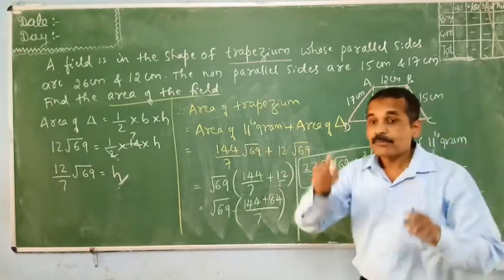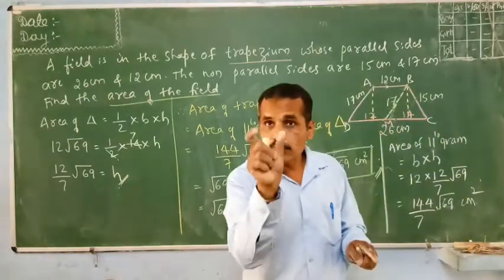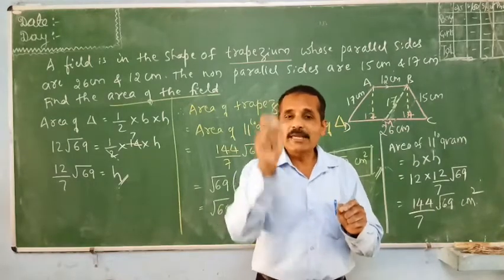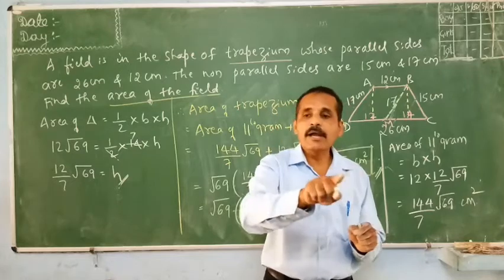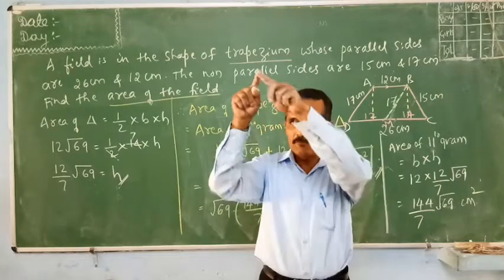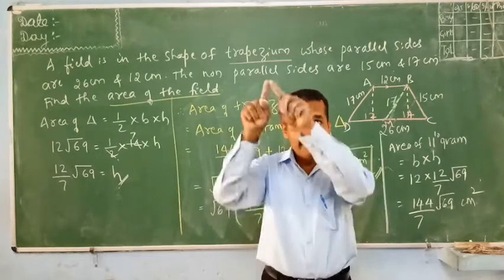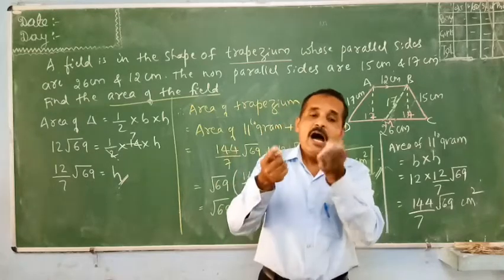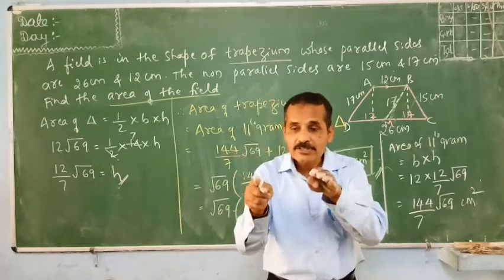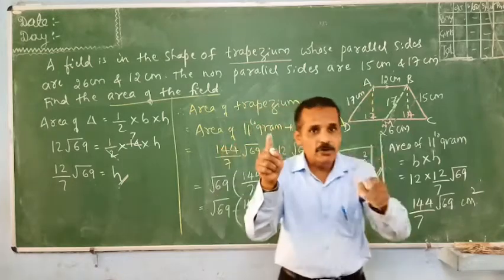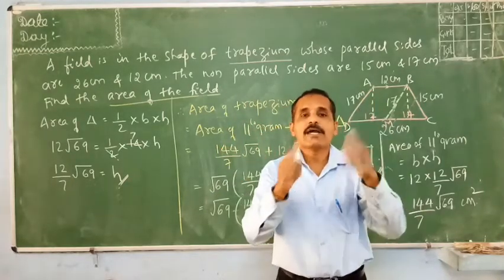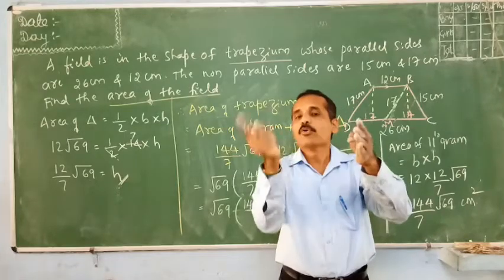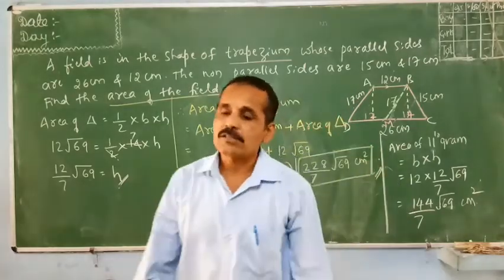Ultimately, the thing I want to tell you is, whenever the trapezium area is asked, cut it into a parallelogram and a triangle and first find the area of the triangle. Find the area of the triangle using Heron's formula. After finding the area, find the height. That height will be the height of the parallelogram, and using base into height find the area of the parallelogram. Both you add, you get the answer.